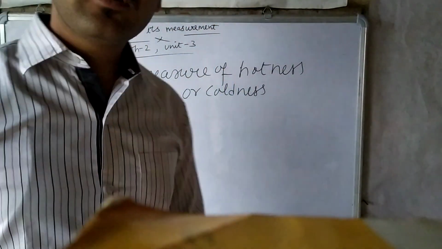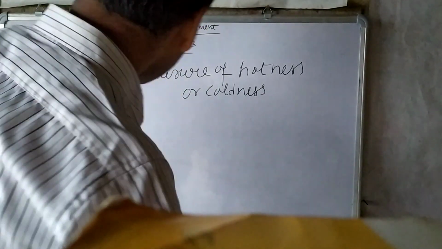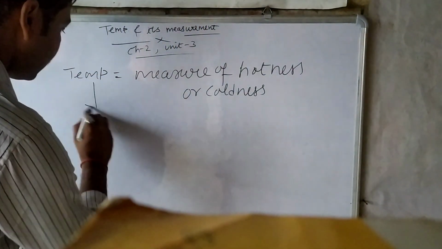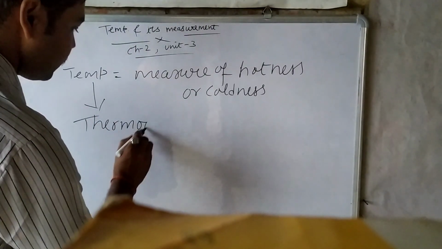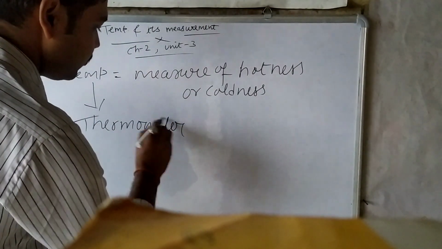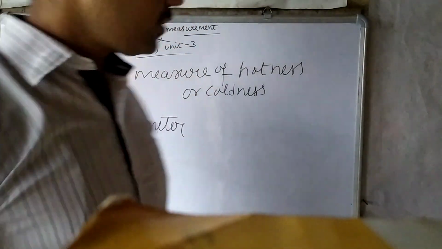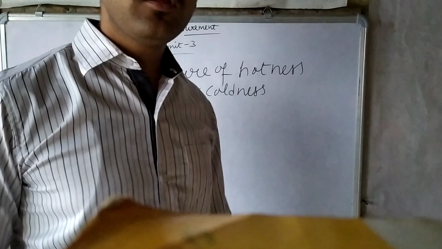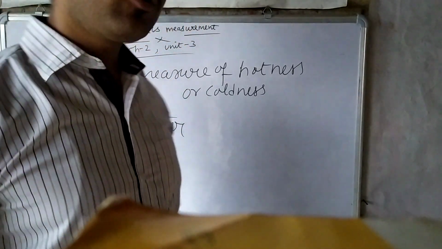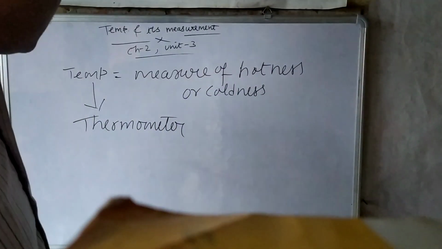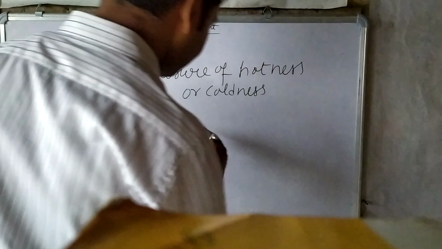To measure temperature, we have an instrument known as a thermometer. It is used to record the temperature of the body. So, a thermometer is an instrument which is used to measure the temperature of the body and keep the record of it. Understand? Now let us see.